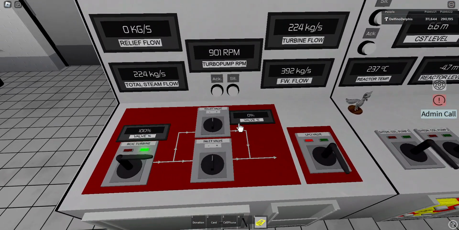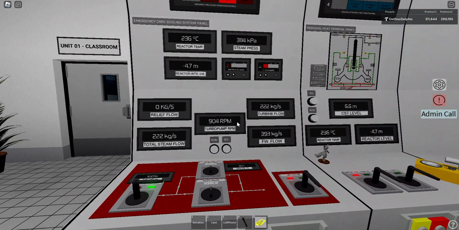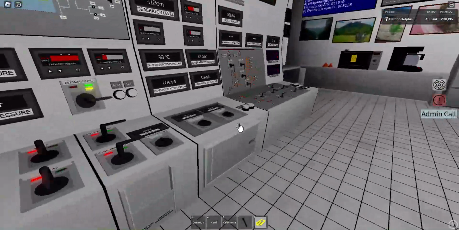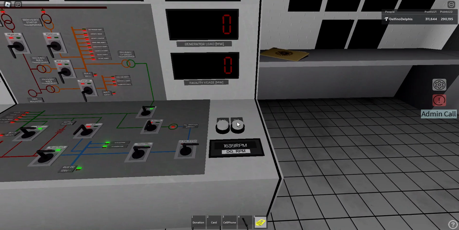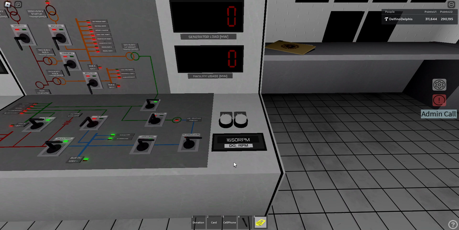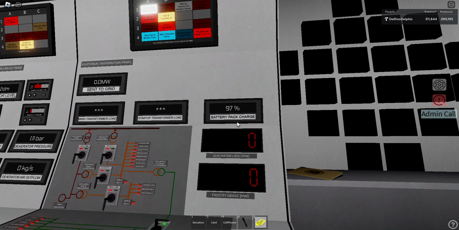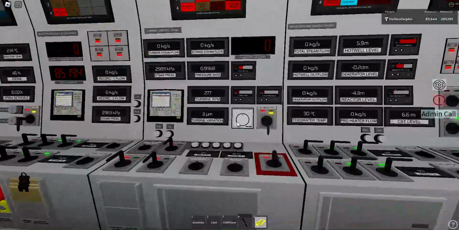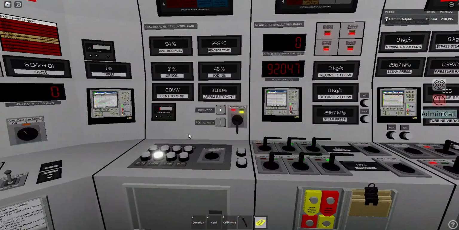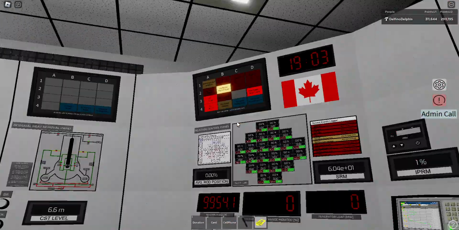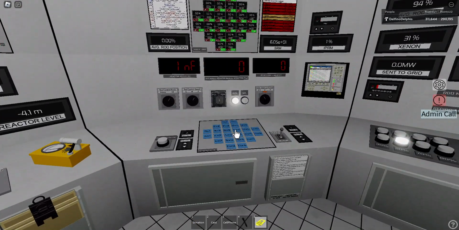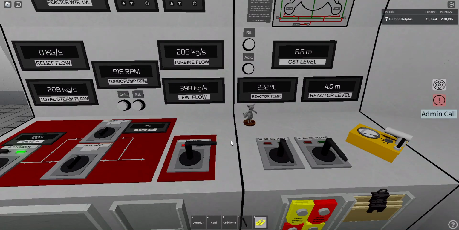You also have a relief here for the core isolation cooling, but for the moment I usually don't use it until I have diesel. It takes a while before it starts. Also remember to check the battery. Oh, okay, it's enabled by itself actually. But it's unpowered, so it won't help. So we need diesel to run this.